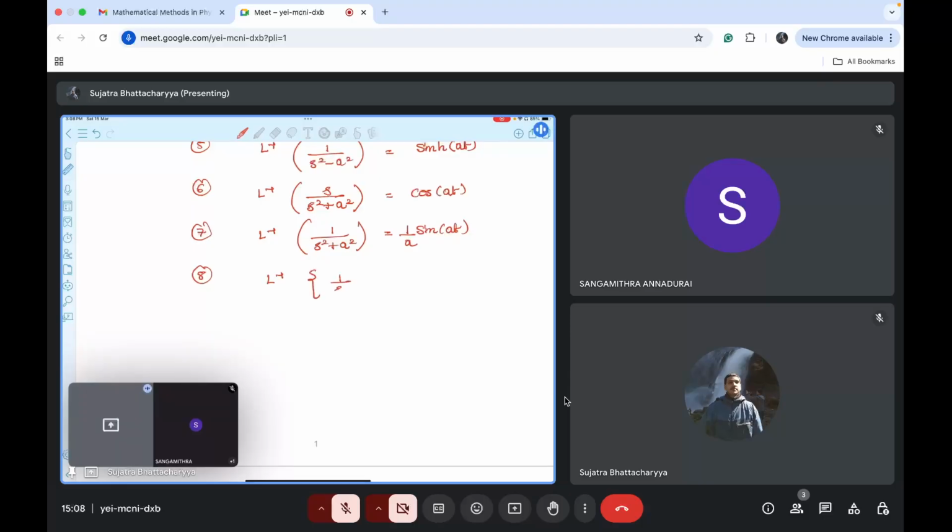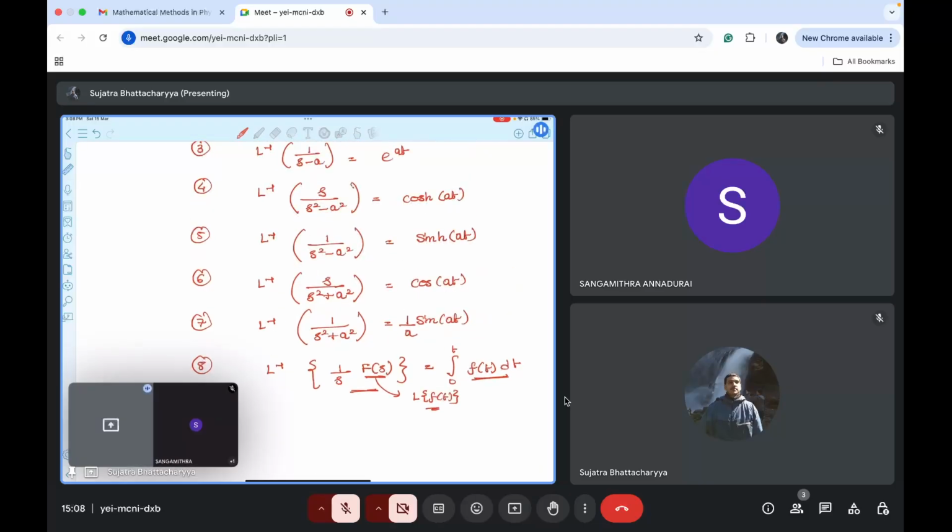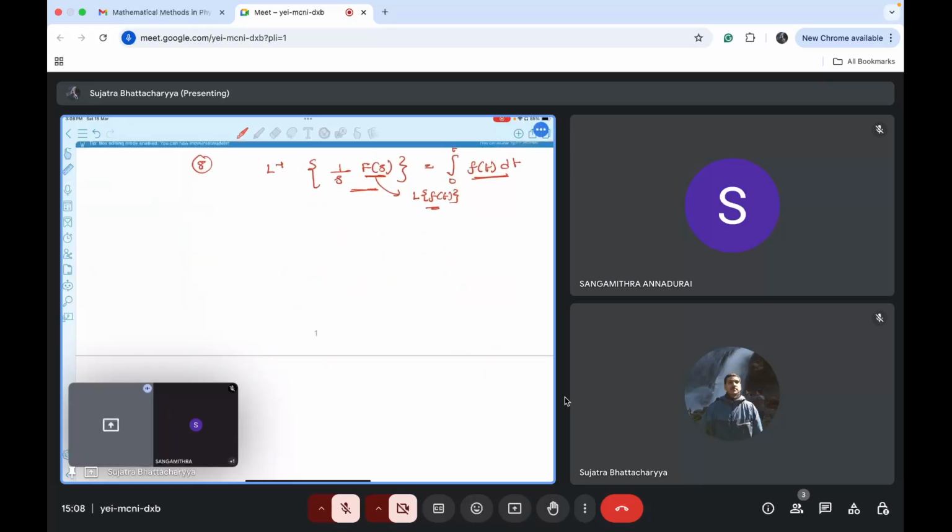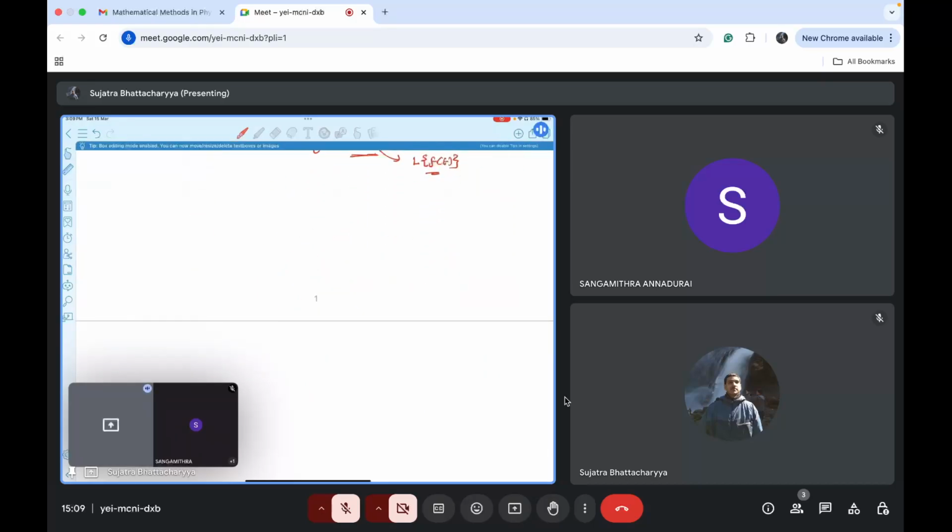This is the integration property: inverse of F(s) by s gives the integral from 0 to t of f(t) dt. Because in the Laplace transform part, we have seen that the Laplace transform of the integral from 0 to t of f(t) dt gives you F(s) by s, where F(s) is the Laplace transform of f(t). Okay, so these are the few properties which directly come from the derivation of the Laplace transform which we have seen earlier. Okay, so I will not go to the questions now because I have already covered them.